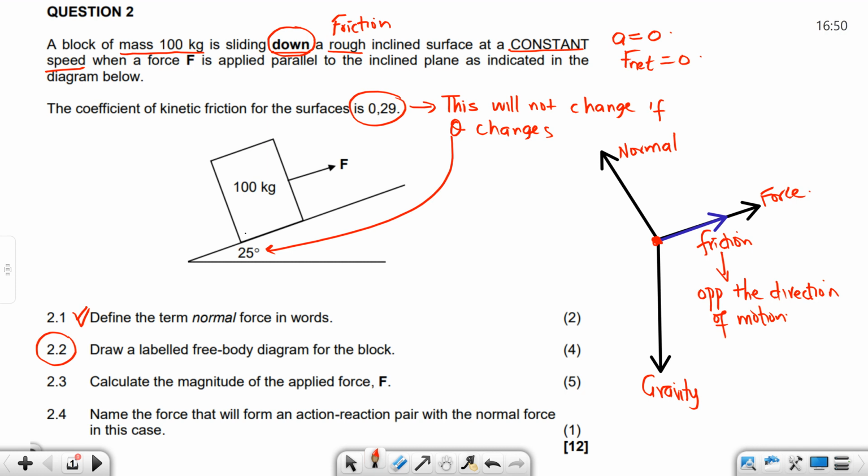Lovely. Because once you get the free body diagram wrong, trust me, your next calculation is wrong. I hope we are together. Okay, so now we need to recalculate. We are done with that.